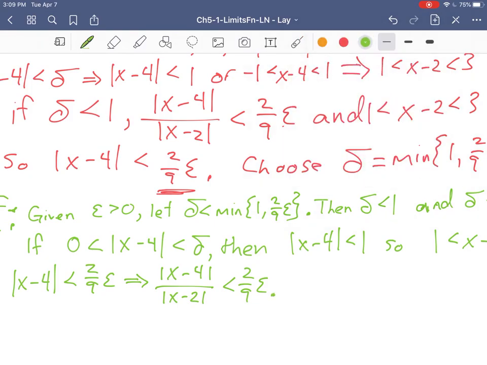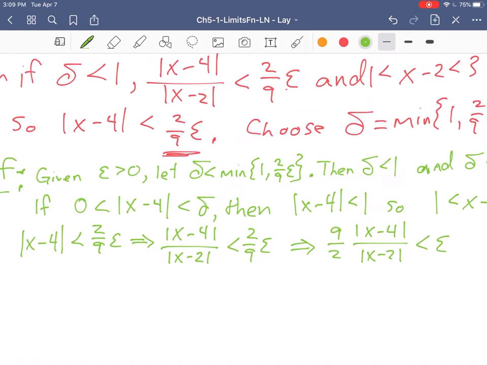All right, so we have that has to be less than 2/9 epsilon, which would then imply that if we were to multiply both sides by 9/2, that will be less than epsilon. But this left-hand side is actually the absolute value of the original function minus 13/2. So that left-hand side is this, which is less than epsilon.